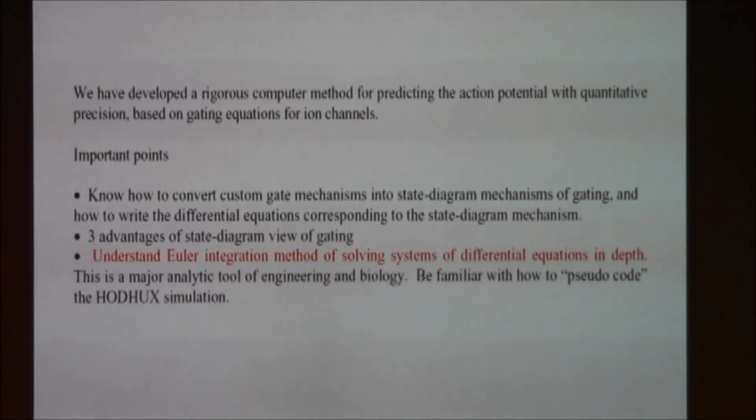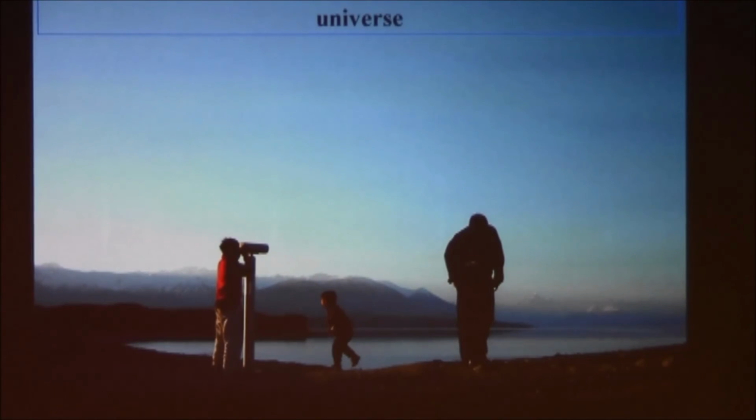So there's a lot of important points that we came to hear. One of them is, you should know about state diagram mechanisms and how to write them. It's a really good thing. You should know 3 advantages of the state diagram view, which were good. You should understand Euler integration for solving a couple of differential equations. Like when you come out of Hawkins DME, if you know this, then you learn something very important. This is a very, very useful sort of thing. And it'd be good to be able to pseudocode the Adhucs as if you were coding it a little bit yourself. So let me wrap up.